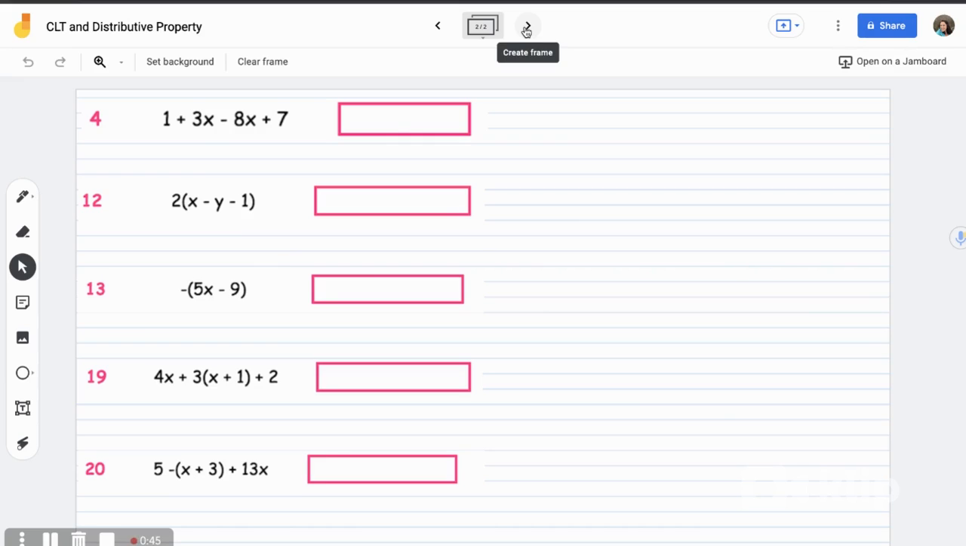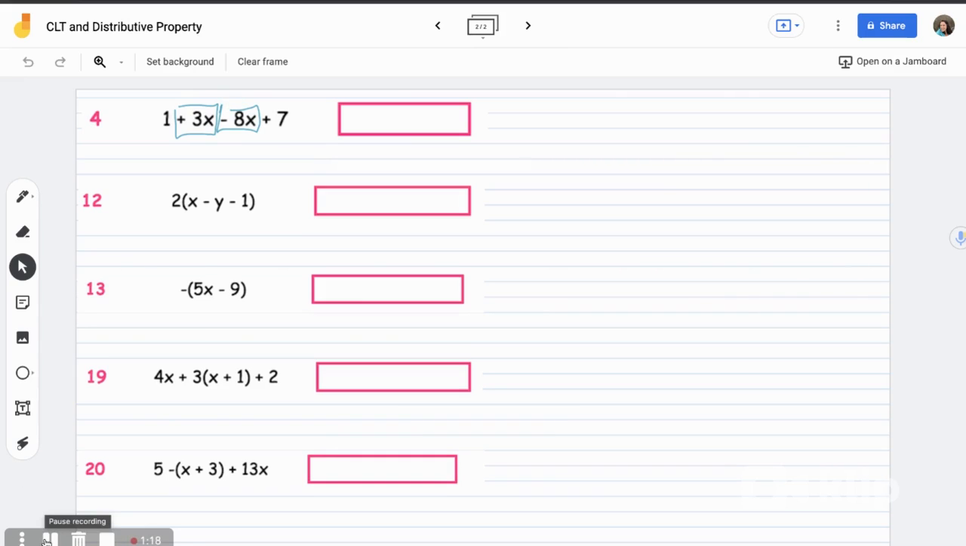All right, so question number 4 says 1 plus 3x minus 8x plus 7, and we're going to combine like terms. So remember, in order to combine like terms, they have to have the same variable or they just have to be a number. So if I'm looking at this, positive 3x, and I'm going to take the sign that's in front of it, and negative 8x both have an x attached to them. So they have the same variable.